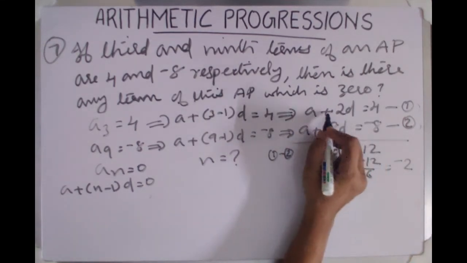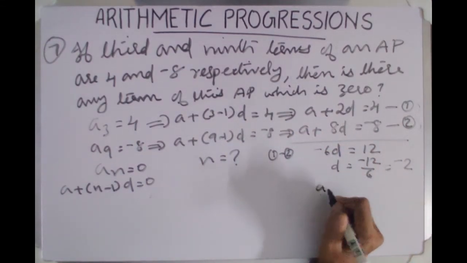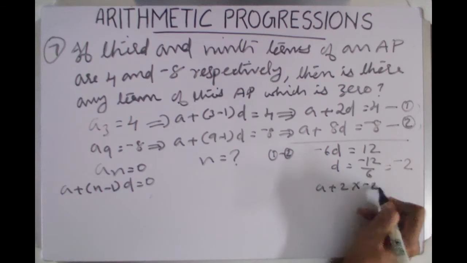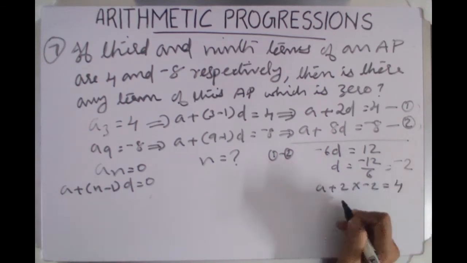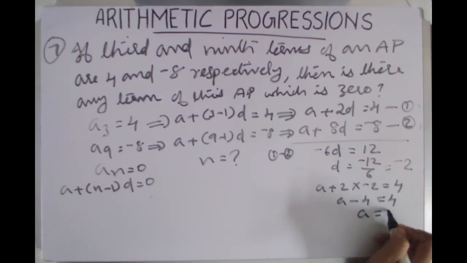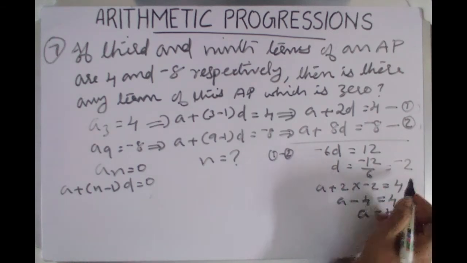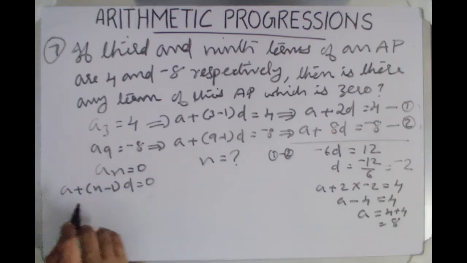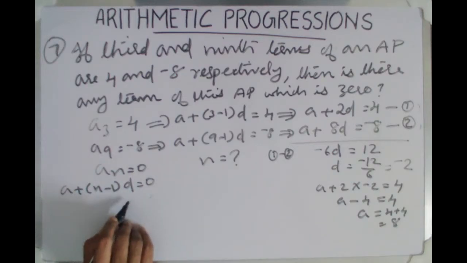Then substitute the value of d here: a plus 2 into minus 2 equals 4, that is a minus 4 equals 4, so a equals 4 plus 4, that is 8. So we get the values of a and d. a is 8 and d is minus 2. Then we can substitute the values of a and d here.